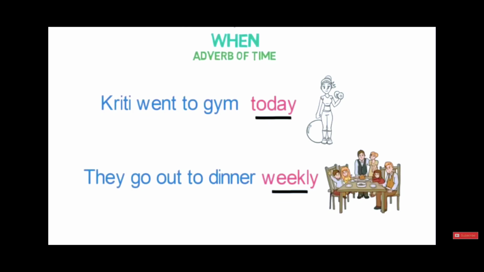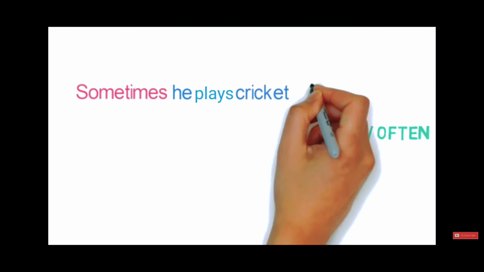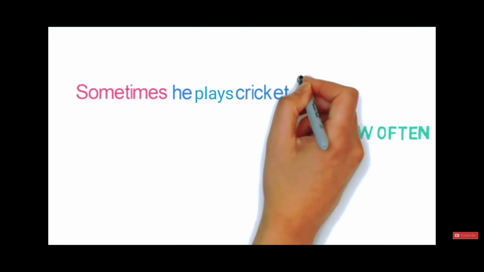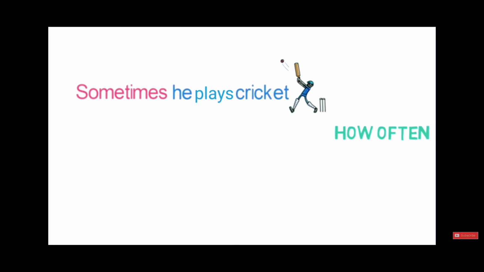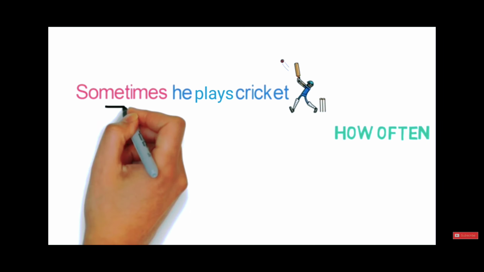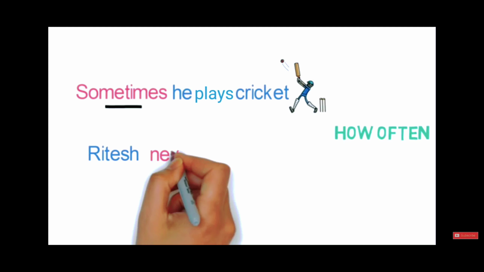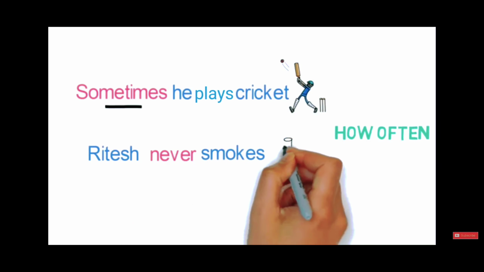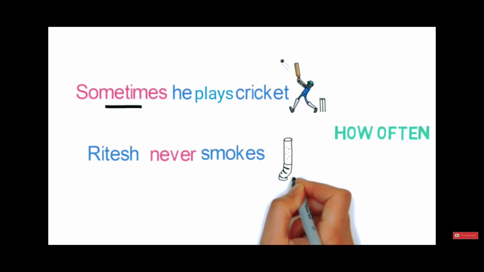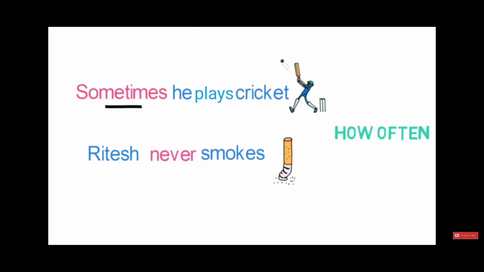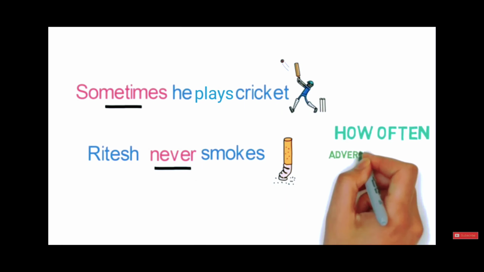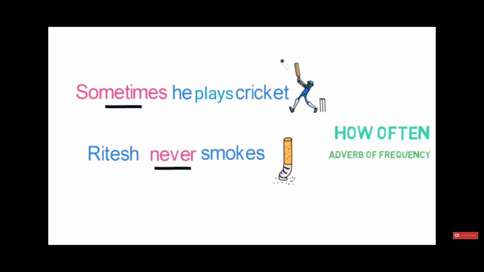Now we will look into a fourth way in which we can describe an action. How often or how frequently the action is happening. Sometimes he plays cricket. Here we can understand that he plays cricket, but how often is he playing? He plays sometimes. So sometimes is an adverb here. Ritesh never smokes. Here the adverb never helps us understand that Ritesh never smokes. It shows the frequency of his smoking. As these adverbs describe the frequency of an action, we call them adverbs of frequency.